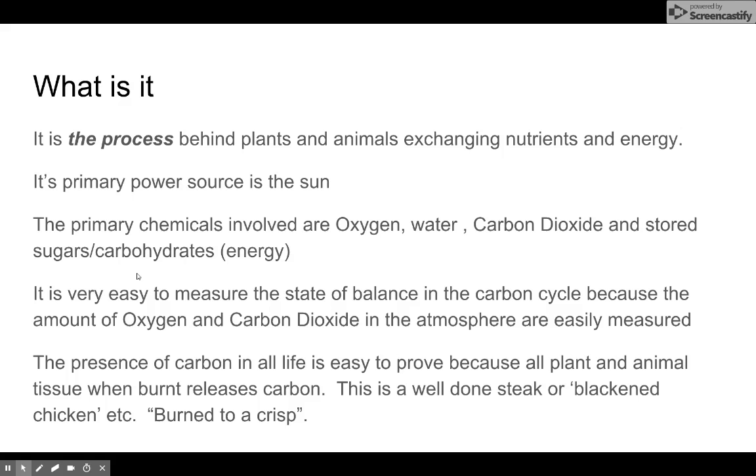They represent energy. It is very easy to measure the state of balance in the carbon cycle because the amount of oxygen and carbon dioxide in the atmosphere are easily measured. The presence of carbon in all life is easy to prove because all plant and animal tissue, when burnt, releases carbon. This is a well done steak or blackened chicken, etc., burned to a crisp.